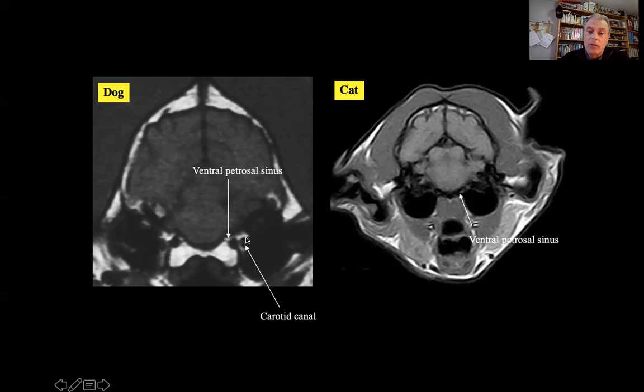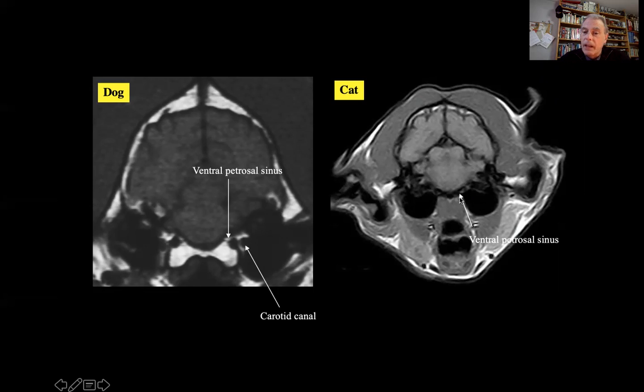Which structures are traveling here? The internal carotid artery, running with postganglionic sympathetic nerve fibers coming from the cranial cervical ganglia. But we will study that in another lesson about the autonomic nervous system.